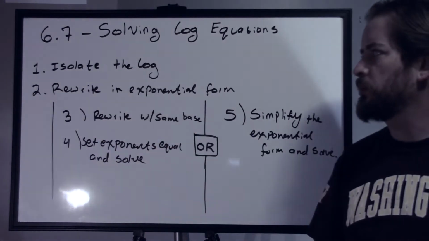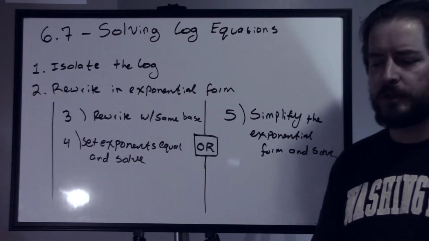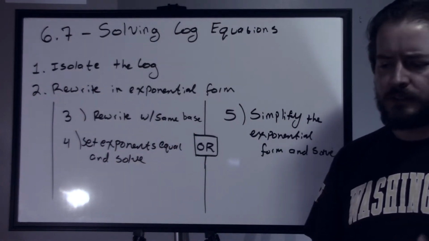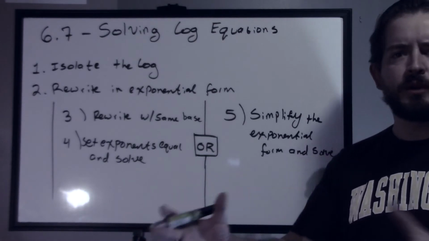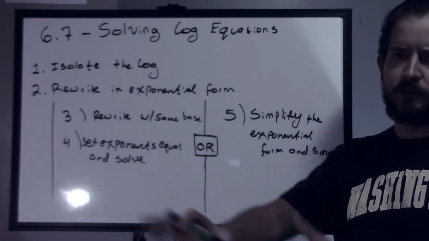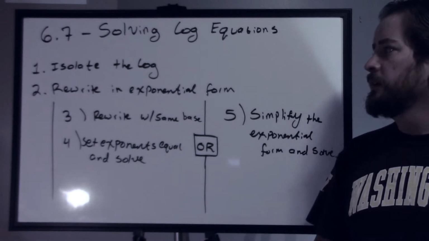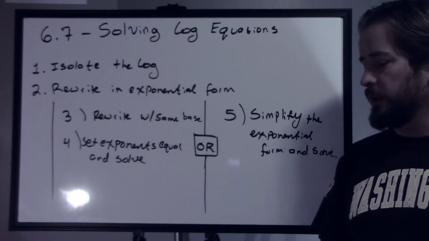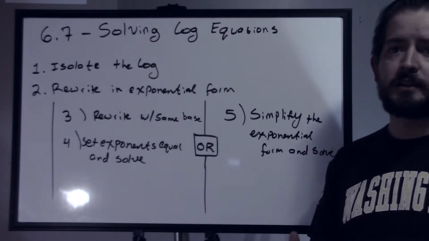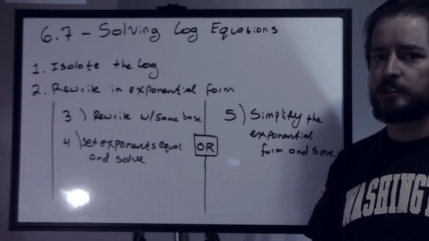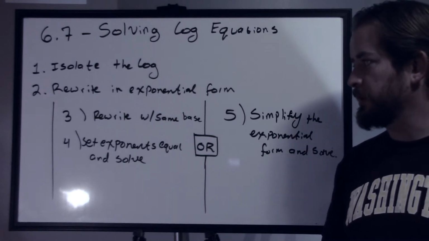The first step, you're going to want to isolate the logarithmic expression. So if you have, say, log of x plus 2 in there somewhere, you want that on one side and everything that's not a log on the other side. And then once you have that written as just an isolated log, you're going to rewrite that as an exponential. Put it in exponential form.